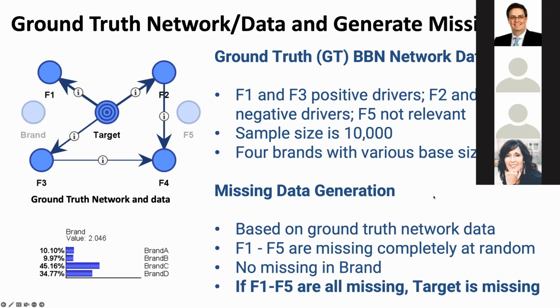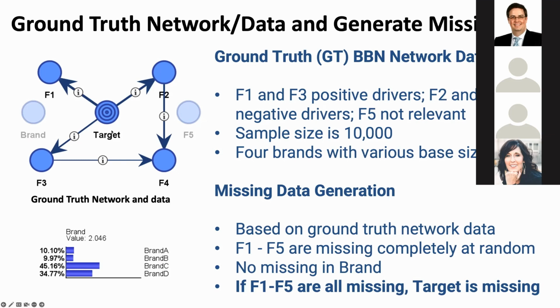And then the missing data generation. Once you generate this hypothetical simulated data from the ground truth network, right, we will make F1 to F5 missing completely at random. And let's say in the context of consumer reviews, the brand you will know as long as the consumer gives you a rating, right? So no missing in brand.